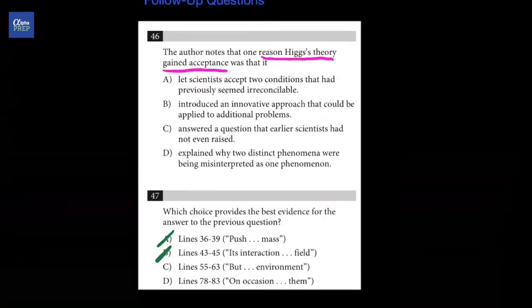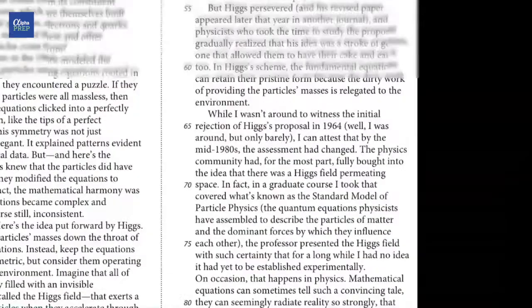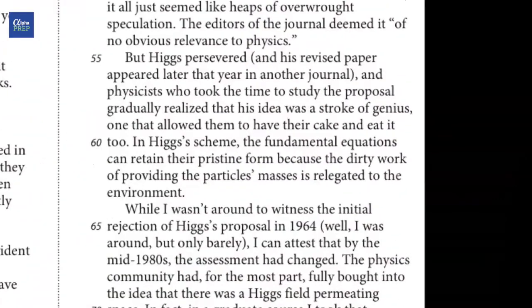Our next choice is lines 55 to 63. But Higgs persevered, and his revised paper appeared later that year in another journal, and physicists who took the time to study the proposal gradually realized that his idea was a stroke of genius. So right off the bat, look at this, physicists gradually realized that his idea was a stroke of genius. They're accepting the theory. So this is very likely our answer choice.